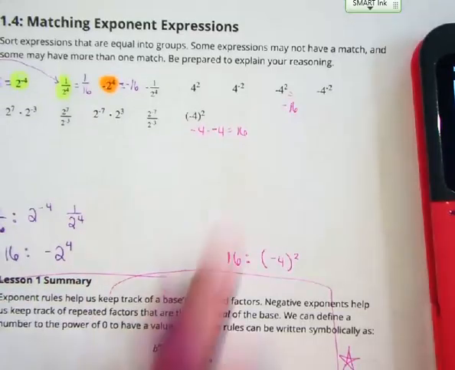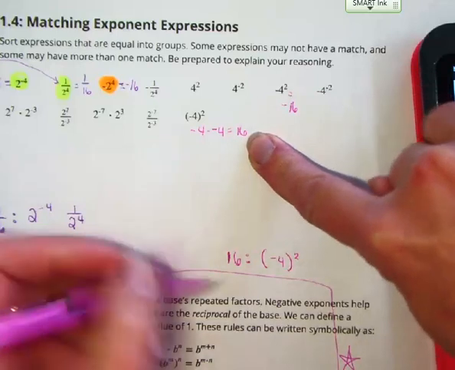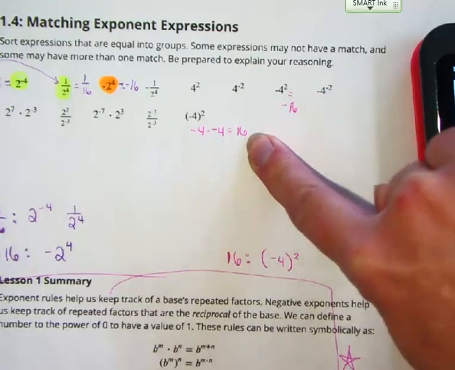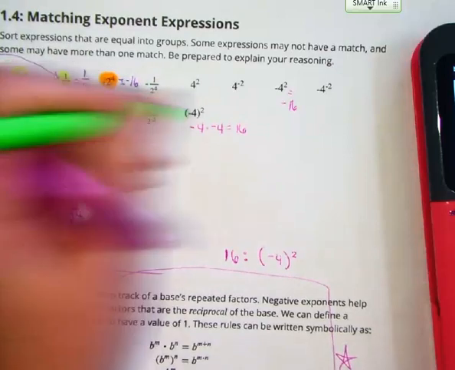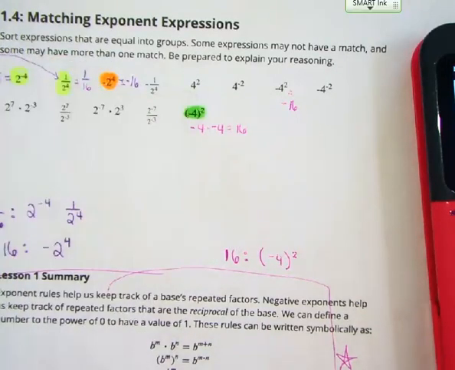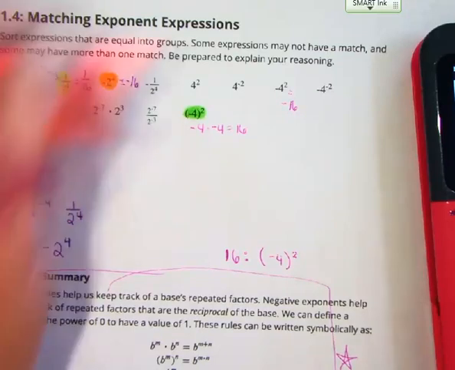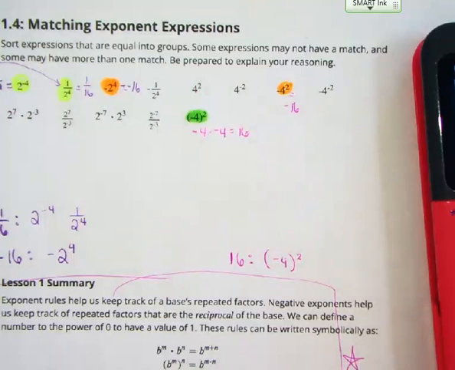Okay, so we found another one that equaled a positive 16. That would be (-4) squared. I already put that there. Let me put that color green so I remember. And we found another one that's going to be a negative 16, this one that we just showed on the calculator, this -4 squared. So I'm going to add that to my list over there.